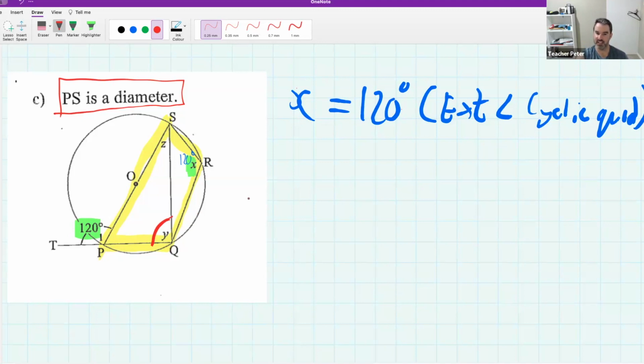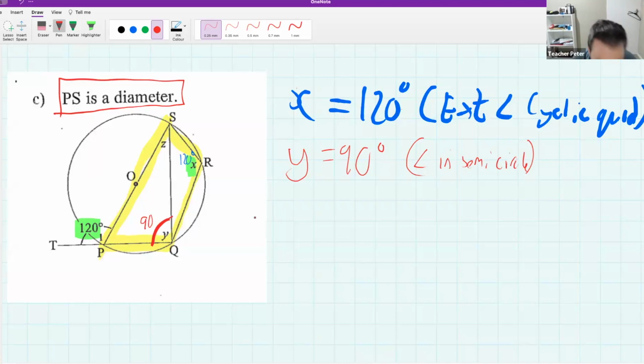Callan says Y is 90. I agree. So Callan has seen with a flash of insight that Y is 90. What would the reason be? What are you using to help you? It's the diameter, yes. We covered this in the first lesson in the series. If you have a diameter, it will always make an angle of 90 at the circumference. And the reason is angle in a semicircle. So that's 90.